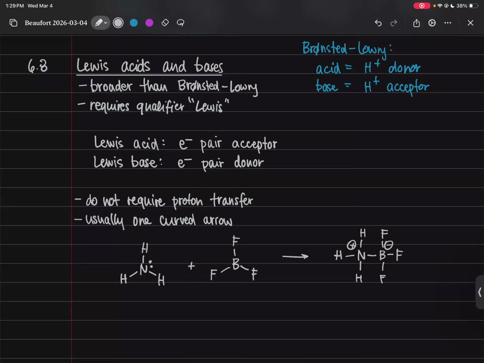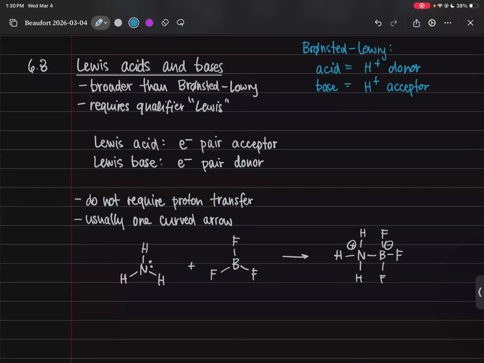Okay. So the product probably looks kind of strange, and that's okay. It is kind of strange. But we can use the product and the new bond that's been formed to figure out which is our Lewis acid and which is our Lewis base.